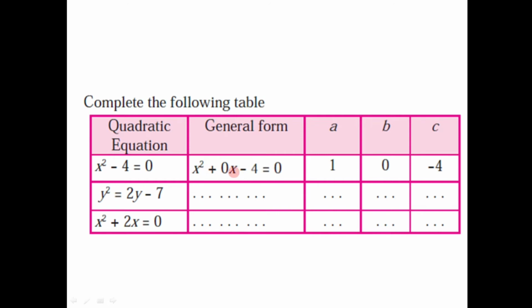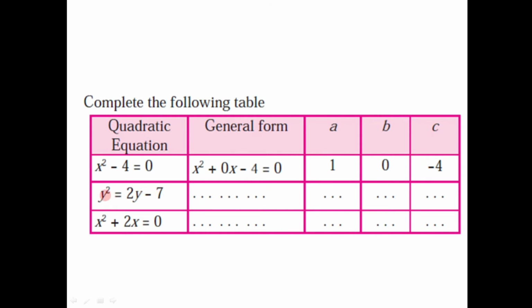Now if we compare this equation with the general form of a quadratic equation, instead of a we have 1, that's why the value of a is 1 here. Instead of b we have 0, that's why b is 0. And instead of a constant term, 4 is there along with the negative sign. So we should take the value of c as minus 4.